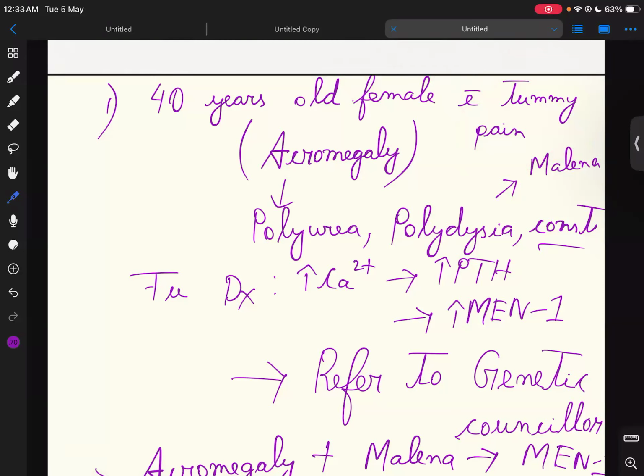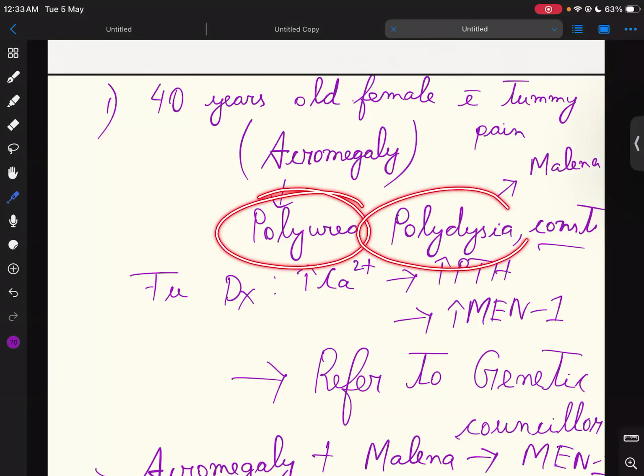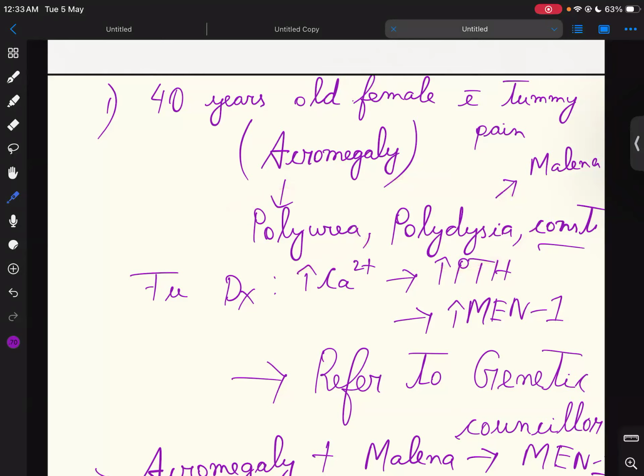In this case, yes, we can avoid it. But we can keep Zollinger-Ellison syndrome as our differential diagnosis. But if there is polyuria and polydipsia, then this is surely going to be hypercalcemia. Is it clear, doctor?